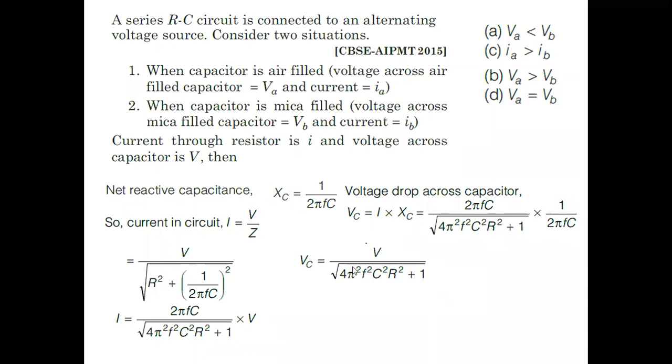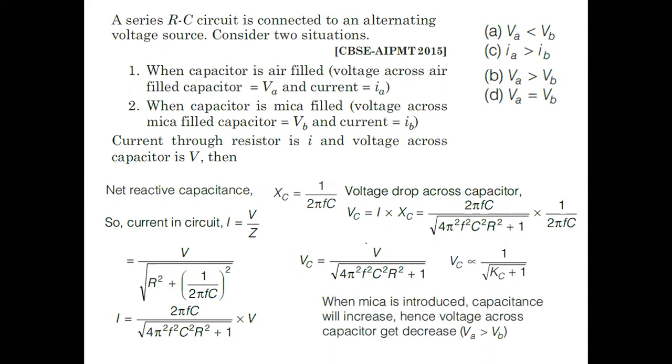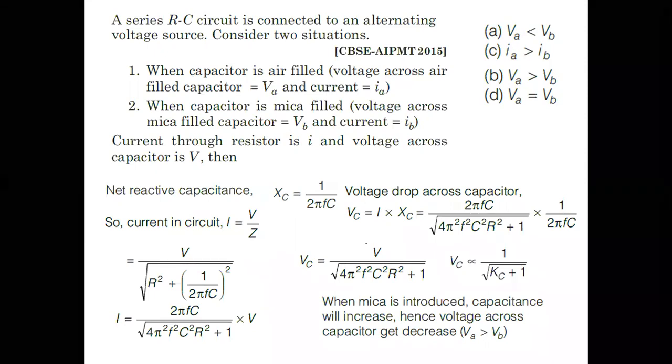Everything is available. This parameter inside the bracket, 4 pi square F square C square R square, resembles my dielectric parameter, that is dielectric constant. So I will write this in terms of the dielectric constant of a capacitor. When you insert it, naturally the things will change. Now when mica is introduced, we all know capacitance increases, voltage across capacitor decreases, hence voltage across A and voltage across B are related in this fashion.